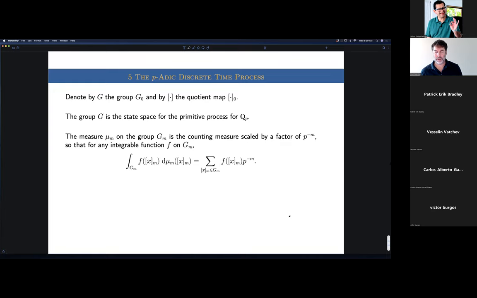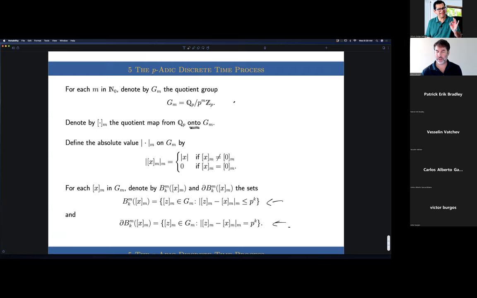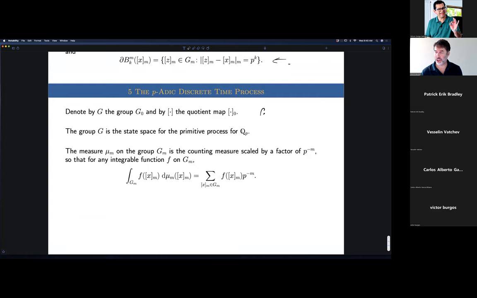So the primitive space is the space G0. So this is G0, which is defined to be QP mod ZP. And this group G is the state space for the primitive process for QP. So the measure mu m on this group GM is just a counting measure that's scaled by a factor of p to the negative m.